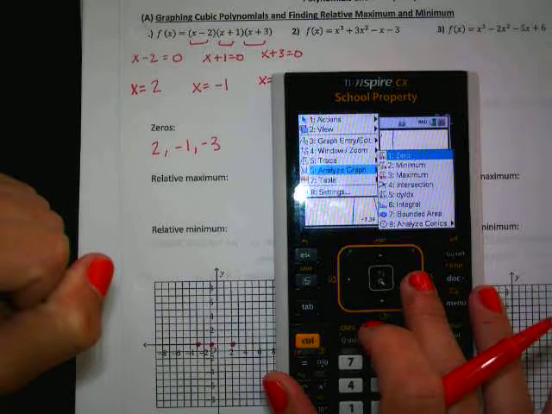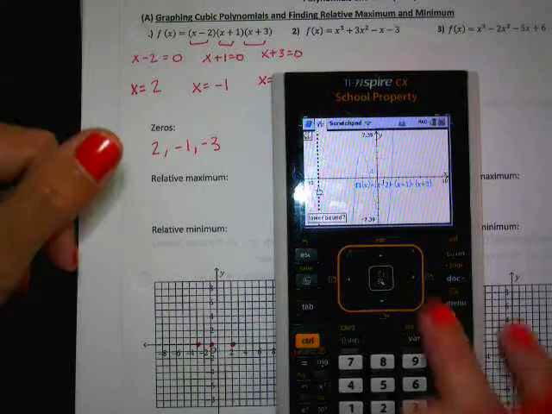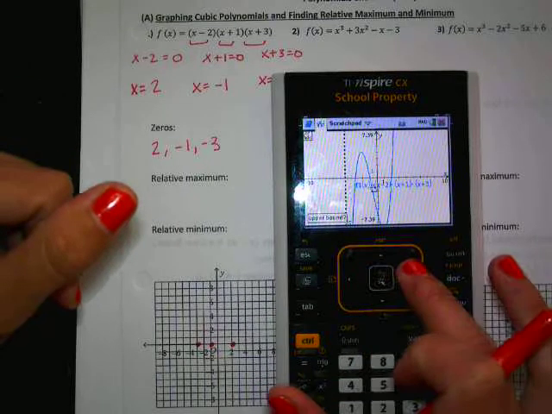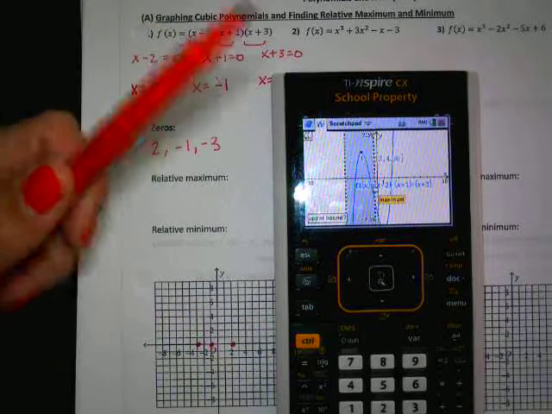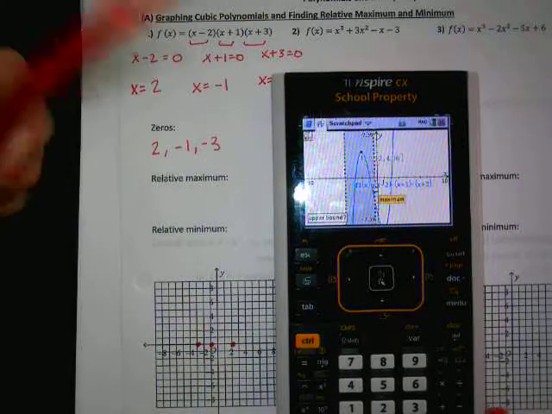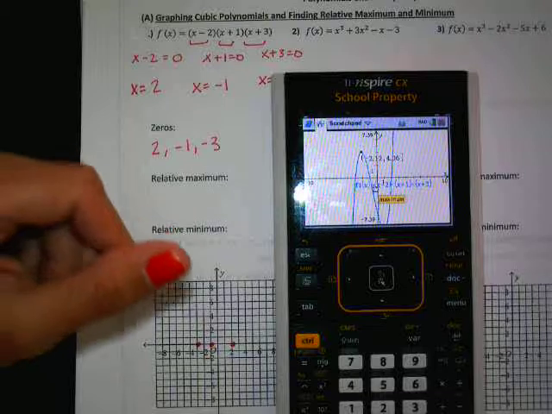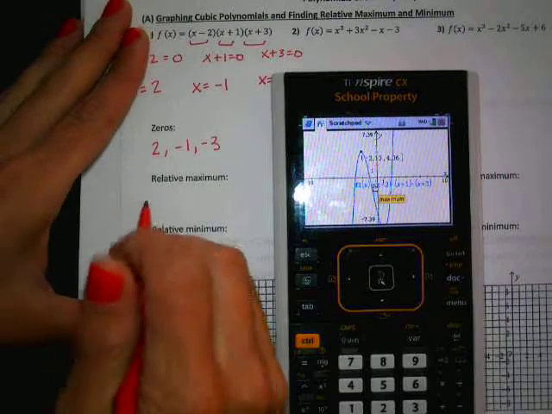Menu, analyze the graph, and we're still going to do maximum. And I'm just going to highlight this maximum here. Make sure you don't highlight too much, because remember, it is relative to that area. So we're just going to highlight this guy right here till my little black dot points at the top.